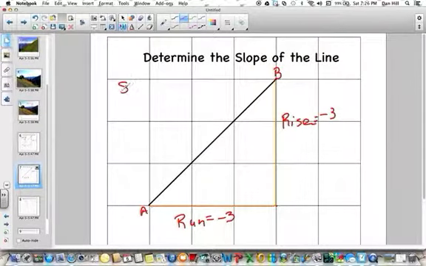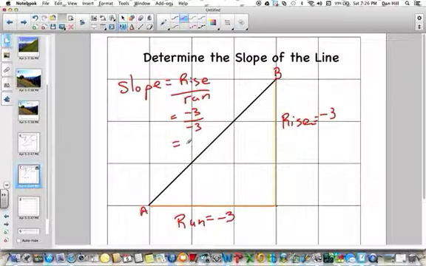If I look at my slope again, my slope is equal to my rise over my run, which is equal to -3 over -3. Remember, a negative over a negative is a positive, and 3 divided by 3 is 1. So just like before, whether I start at A or B, I'm always going to end up with the same slope. But we have to make sure that we get the direction of our signs correct.